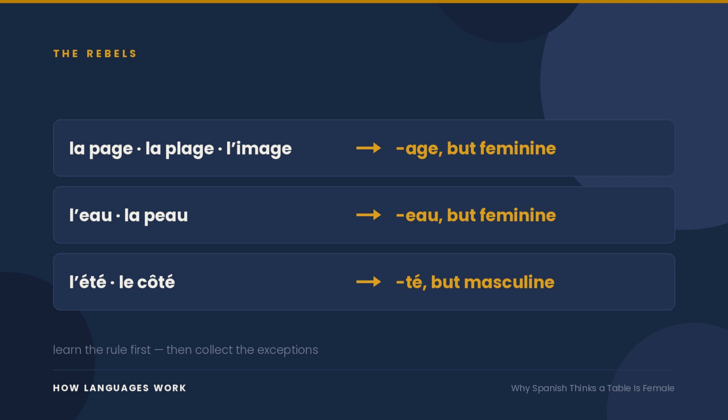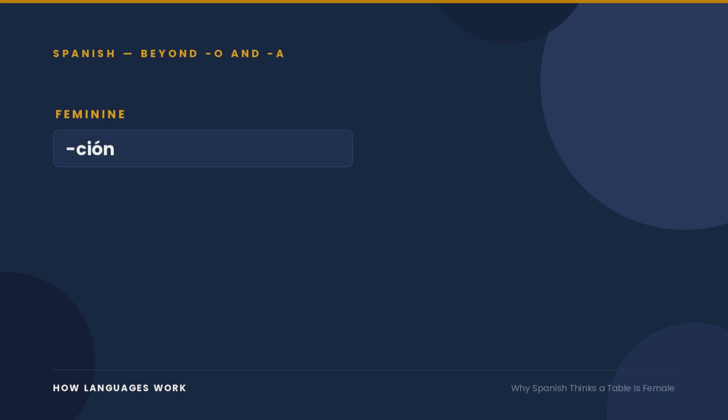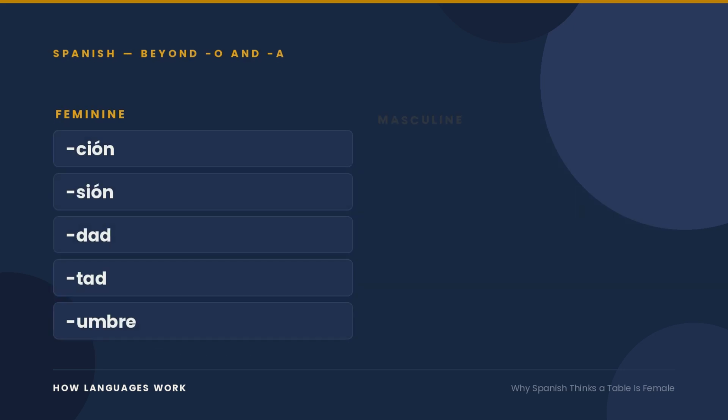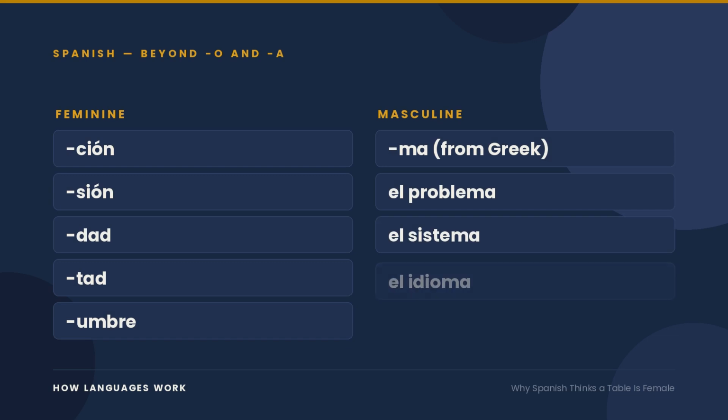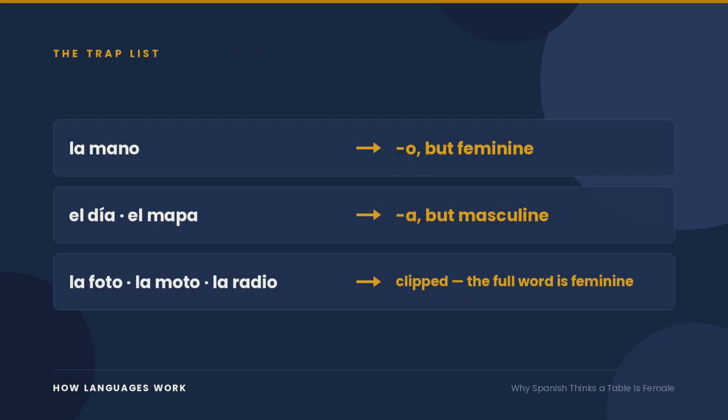Learn the rule first. Spanish is even kinder. Beyond o and a, tión, sión, dad, tad, and umbre are feminine, and words ending in ma that came in from Greek are masculine. Then collect the exceptions. And the classic traps are few enough to simply memorize. La mano, el día, el mapa. Add the clipped words. La foto, la moto, la radio, short for fotografía, motocicleta, and radiodifusión, and you have covered most of the famous difficulty.